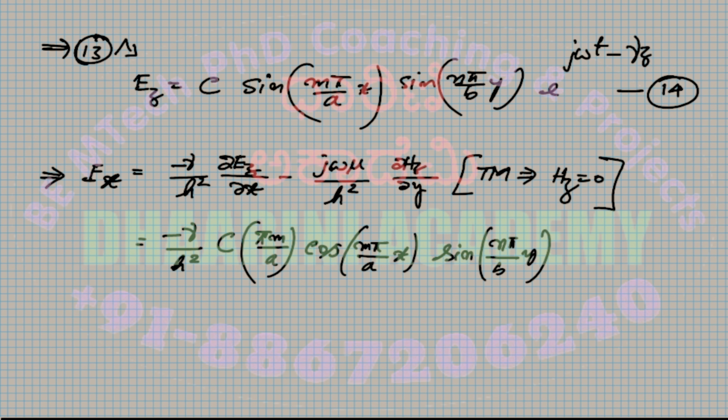The exponential term remains as it is because it depends on the time t and the z axis, so it's a constant for our differentiation. So it is e to the power j omega t minus gamma z. That is the equation for Ex.